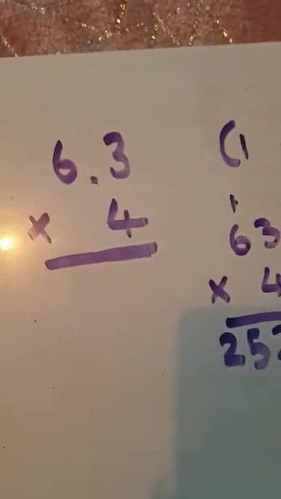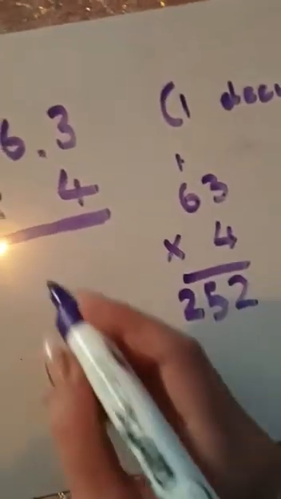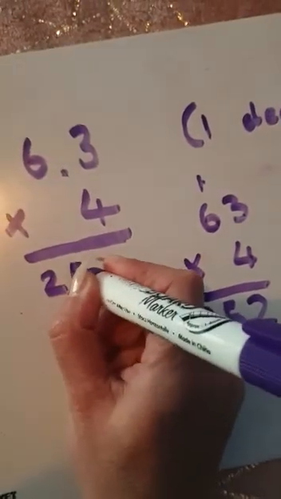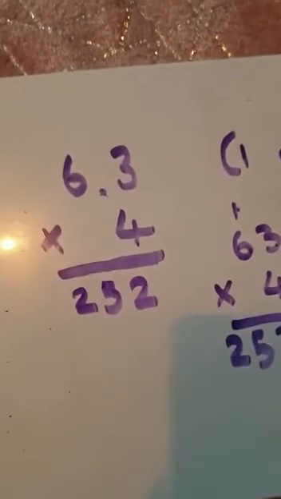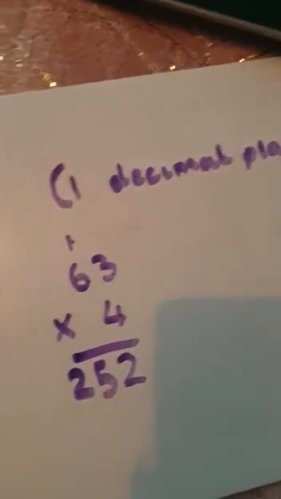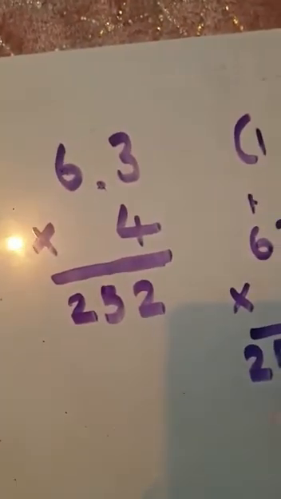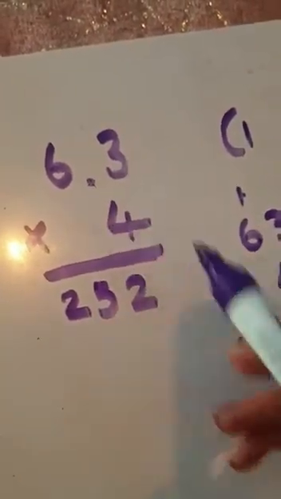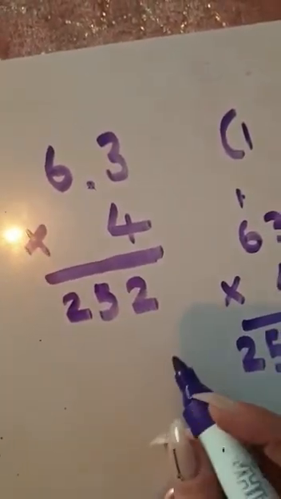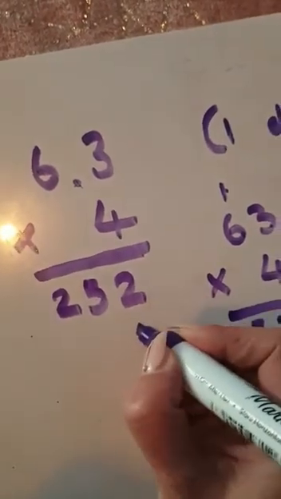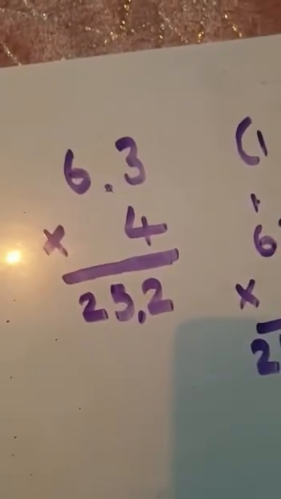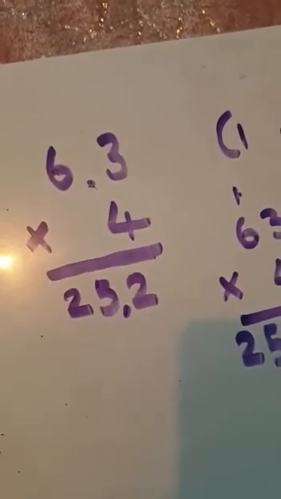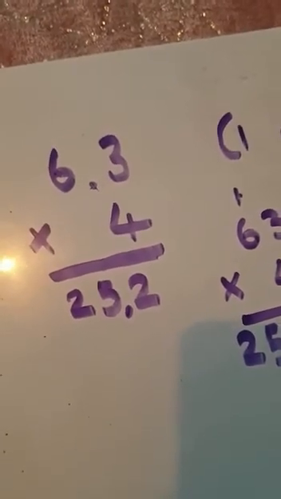So I'm going to go back to my original question and just write the digits in. Okay, now I need to ask myself, where does the decimal go? So if I go back to my reminder of 1 decimal place, I need to remember that if my question contains 1 decimal, my answer needs to contain 1 decimal. My decimal goes in there. So my answer for 6 3/10 multiplied by 4 is 25 2/10.